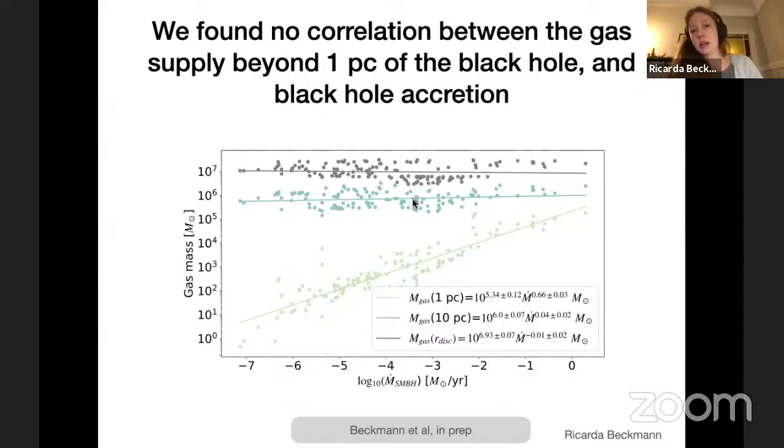So that showed us that there is a lot of gas on scales very near the black hole, but actually most of it is not bound to the black hole or not on an orbit where it's able to be accreted by the black hole, so therefore cannot act as an effective gas supply for the growth of these black holes.